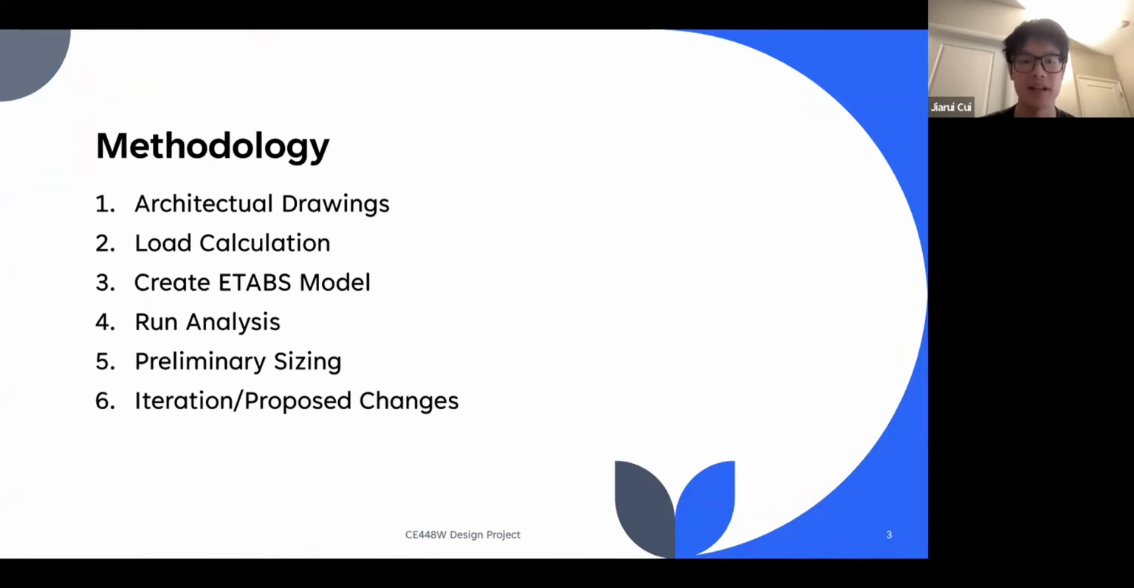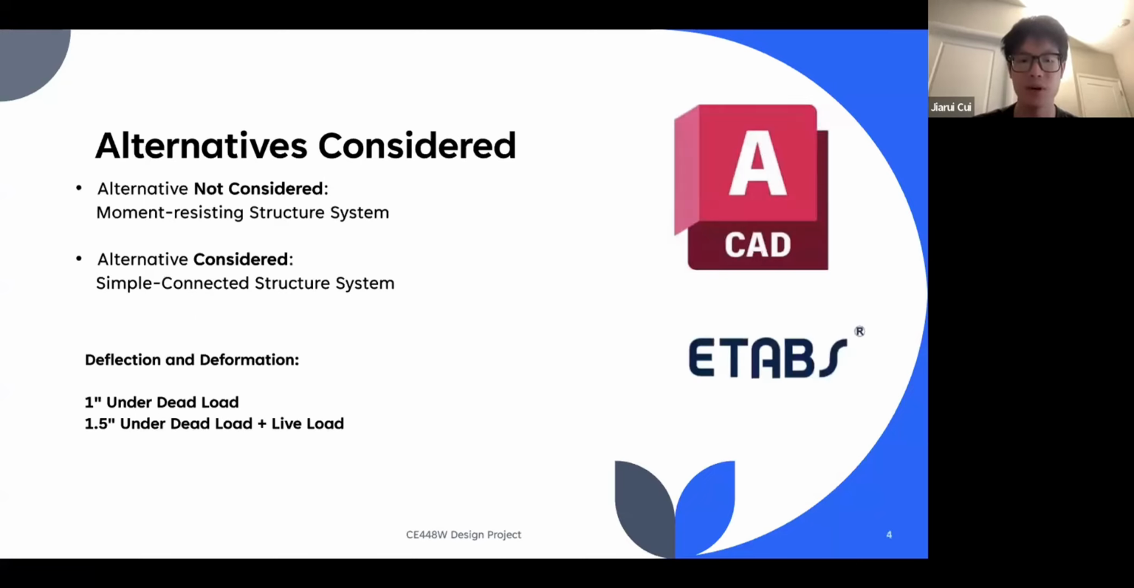The E-Tabs model was developed based on the structure drawing with proposed modifications. The loads were applied to the model for structural analysis to get the preliminary sizing of the structural members. In addition, iteration will be performed based on the results from E-Tabs to refine the size, such as serviceability and deflection. The group used a simply connected structural system for the project because of the simplicity of designing and better performance under seismic load effects.